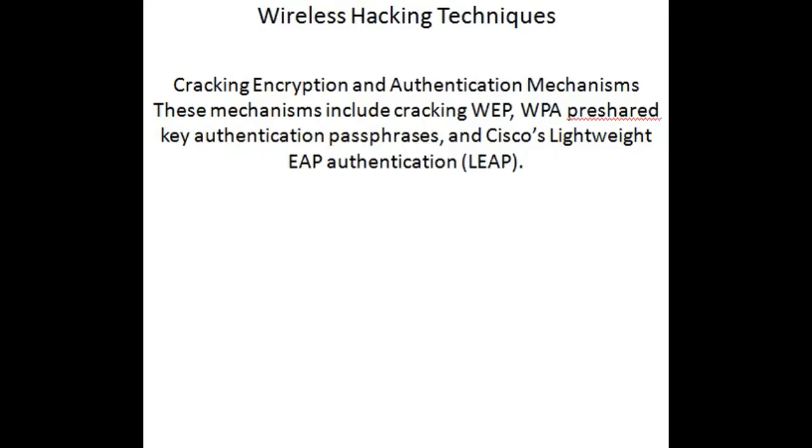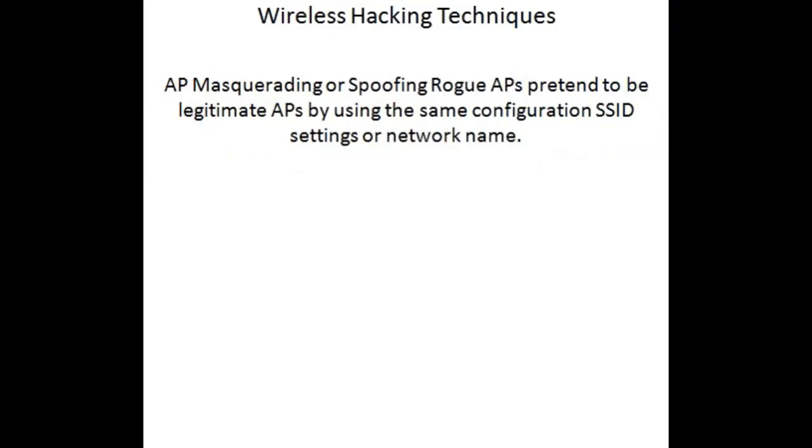a WIDS. AP masquerading or spoofing. Rogue APs pretend to be legitimate APs by using the same configuration SSID setting or network name. A countermeasure to AP masquerading is to use a WIDS to detect and locate spoofed APs.